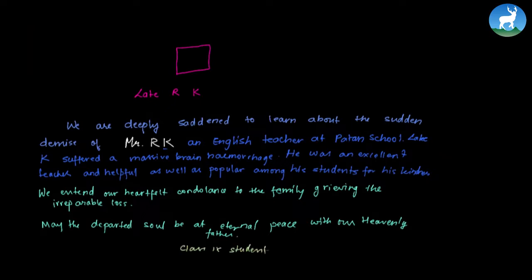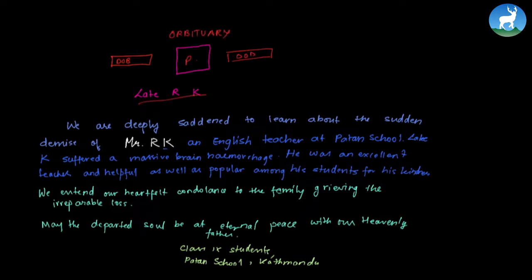Here's a picture. This is the name of a person who's died. And this is a message of condolence that you want to get published in the newspaper. This is how you feel. You are deeply saddened to learn about the death of your teacher, R.K., who was an English teacher at this school. The person who died was suffering from a massive brain hemorrhage. He was an excellent teacher and helpful, as well as popular among his students for his kindness.